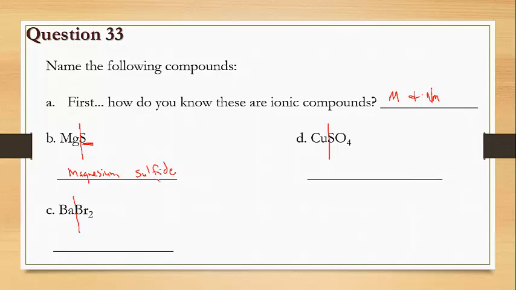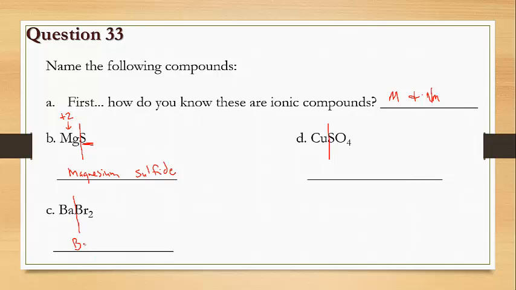Okay, so magnesium sulfide. The only thing that we also have to be worried about on this one is, does magnesium have multiple oxidation numbers? Because if it does, then we need to have a Roman numeral in our answer. Now in the case of magnesium, it's always just a +2, so there's no Roman numeral needed. Move on to the next.